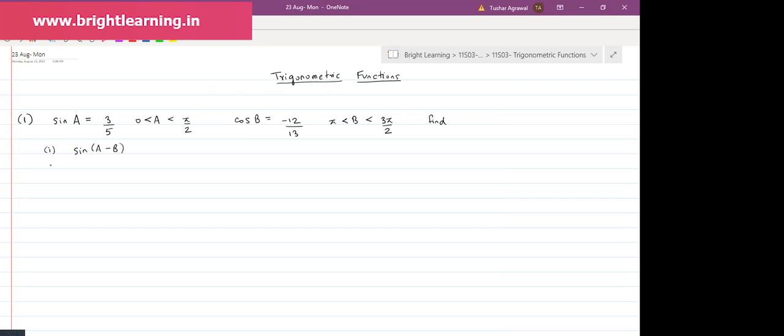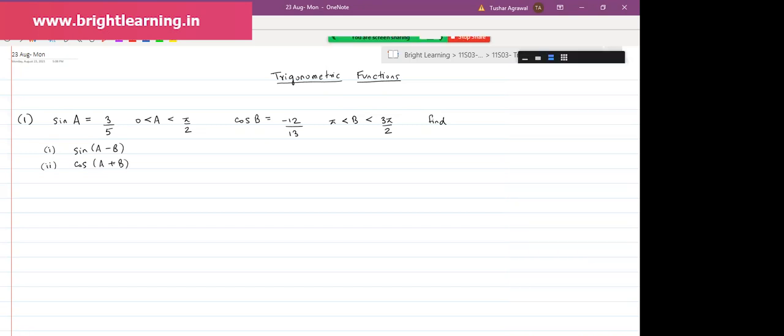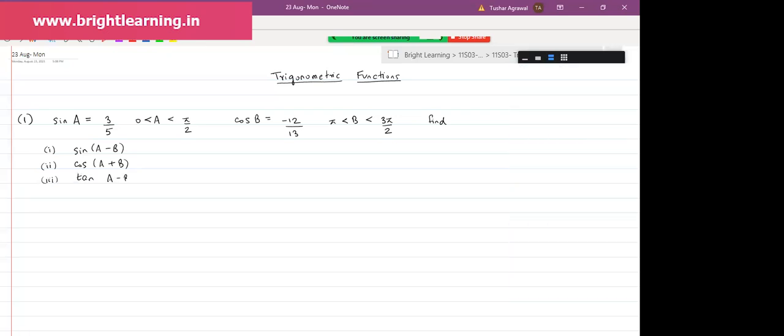First, sine of A minus B. Second, cos of A plus B. Third, tan of A minus B.